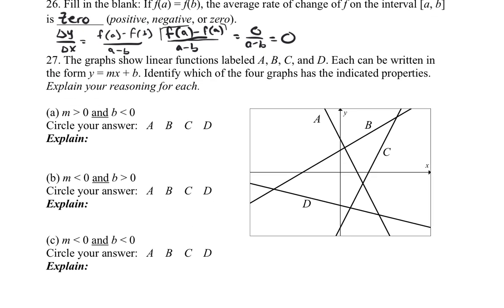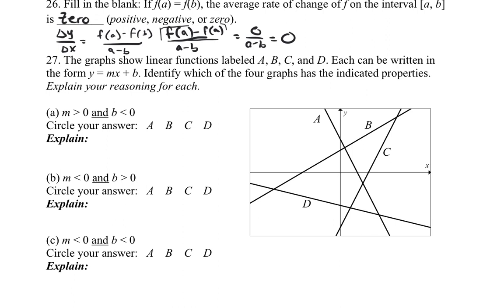Question 27. The graph shows a linear function labeled a, b, c, and d. Each can be written in the form y equals mx plus b. Identify which of the four graphs has the indicated properties. Explain your reason for each.